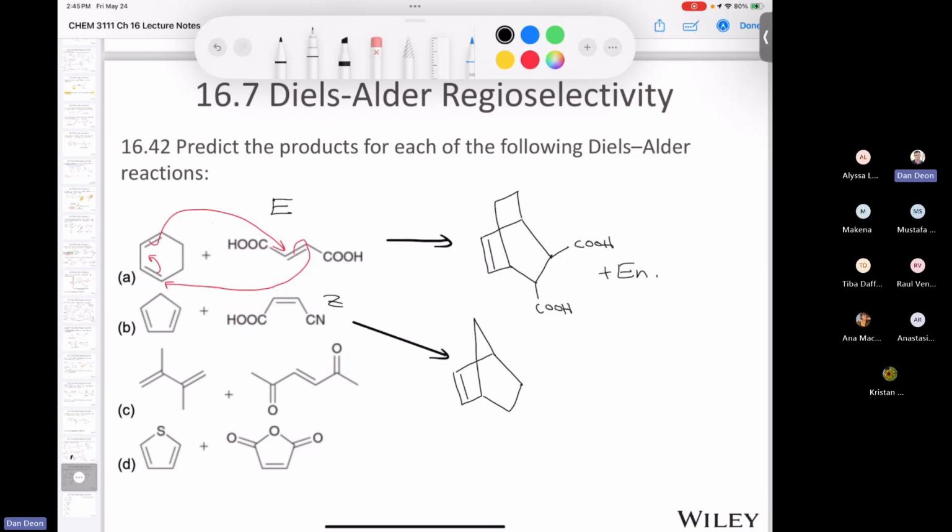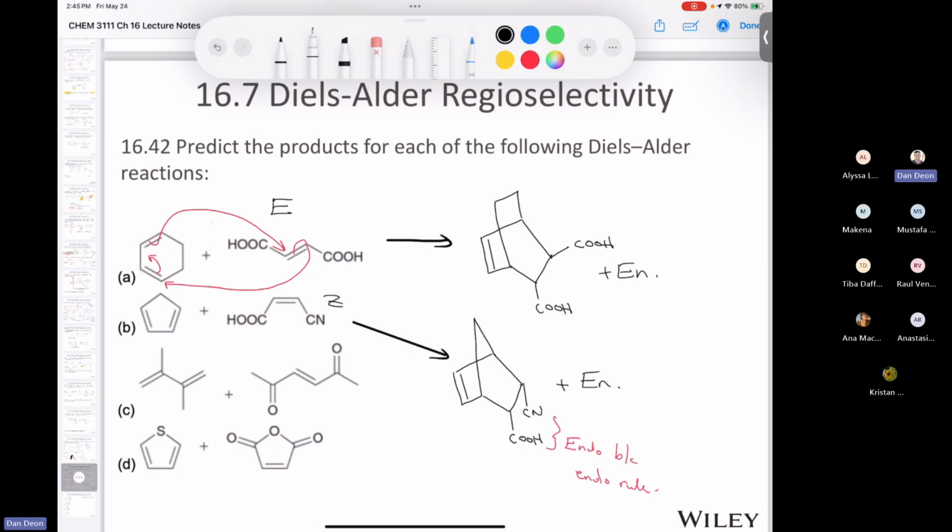And now the carboxyl group is going to be pointing down, and the cyano group is going to be pointing like this. So remember, these are both endo because of the endo rule. Okay, that's my explanation. It's just because of the endo rule. They're going to be pointing down, and of course, you're going to end up with the enantiomer here as well.